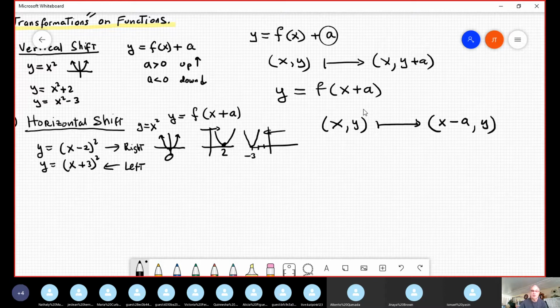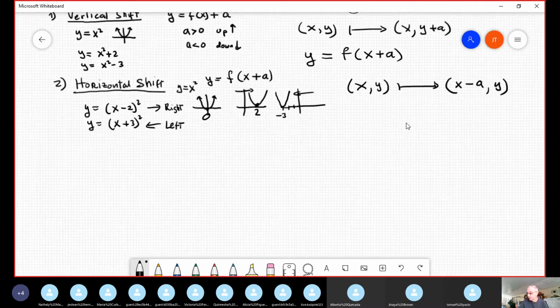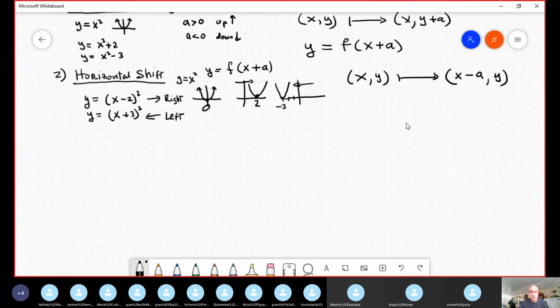That means that when you add inside the parentheses, the motion is to the left because x is decreasing and y stays the same. So plus is left and negative is right. Okay, because it's negative, a double negative becomes positive. Therefore, x minus something, the motion is to the right. Okay, these are the first two transformations. Let me study now transformation 3 and transformation 4.